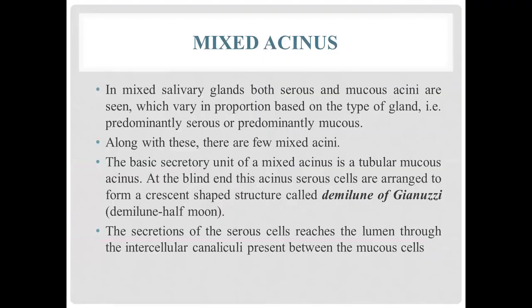So the last one is the mixed acini, that we have already said is mixed, meaning it consists of both serous and mucus cells, which can be arranged in a crescent-shaped structure. The serous cells will be arranged in a crescent shape around the mucus acini, and it is called a demilune. Demilune means half moon. So this is called the demilune of Gianuzzi.